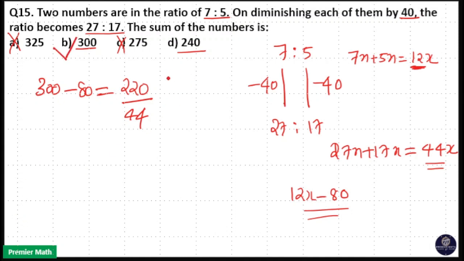When you take 240 minus 80 is equal to 160, and 160 is not divisible by 44. So option D is eliminated. So you can apply the option method or the direct method.